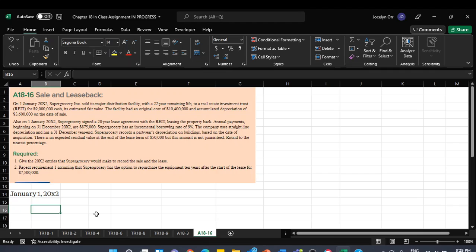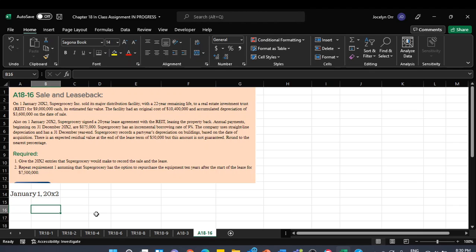On the date of the sale, they signed a 20-year lease agreement leasing the property back. Annual payments beginning on December 31st of 20X2 are $875,000. So that is actually at the end of the year rather than the beginning, like we've seen up to this point. They have an incremental borrowing rate of 9%. The implicit rate isn't known. They use straight line depreciation and have a December 31st year end.